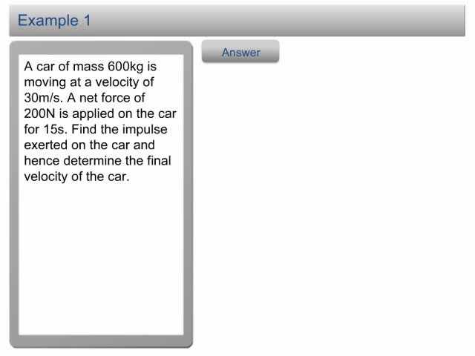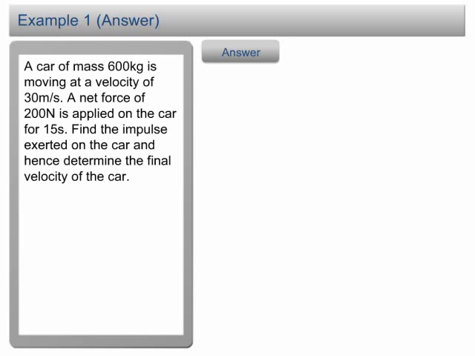Example 1. Let's look at this example. A car of mass 600 kg is moving at a velocity of 30 meters per second. A net force of 200 Newton is applied on the car for 15 seconds. Find the impulse exerted on the car and hence determine the final velocity of the car.